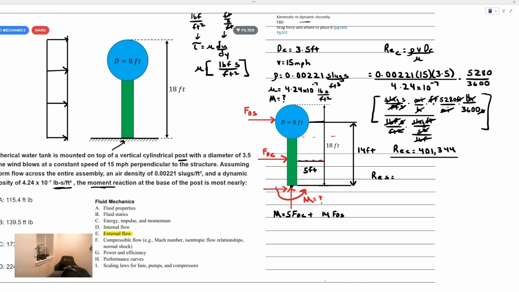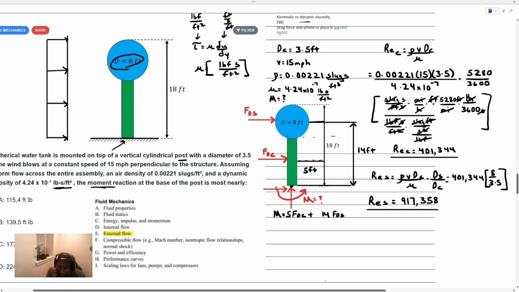We could plug into that equation again, but if you look at the Reynolds number for the cylinder, it's very similar. It's rho v d sub c divided by mu, all pretty much the same stuff, but that diameter of the cylinder needs to go. So what I'm going to do is multiply by the ratio of the diameter of the sphere to the diameter of the cylinder in order to get my answer here. So what I get here is 917,358.